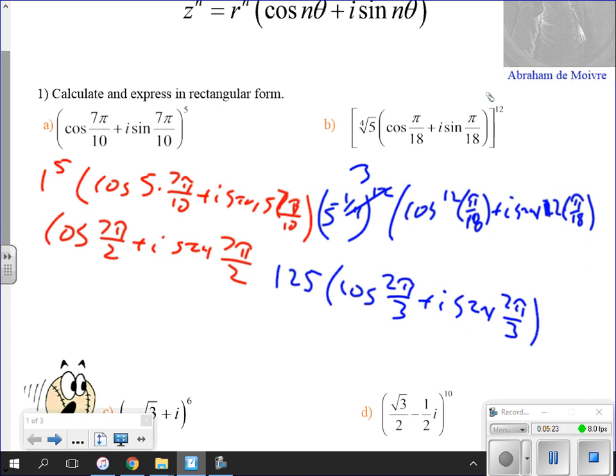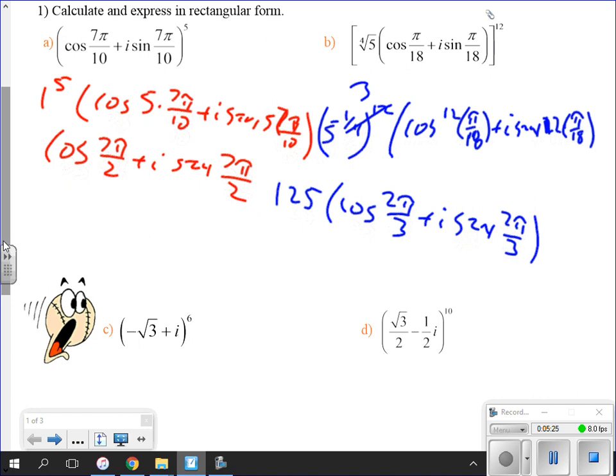Now, I forgot the second part of the answer, expressed in rectangular form. So in this one, it's really not that hard. It's 125. Cosine of 2 pi over 3 is negative 1/2. The sine of 2 pi over 3 is root 3 over 2. Multiply those times 125. I get negative 125 over 2 plus 125 root 3 over 2.